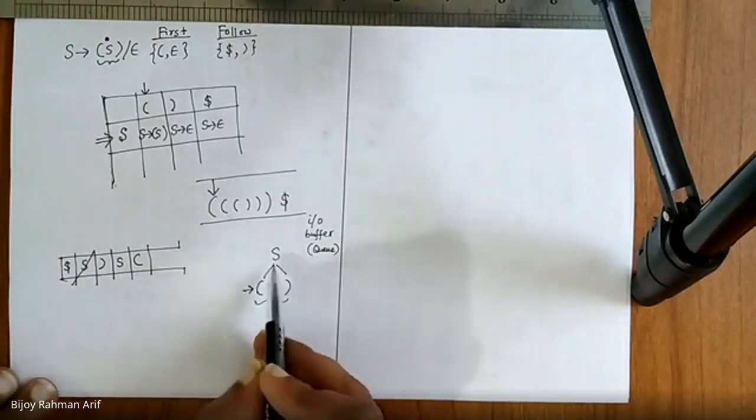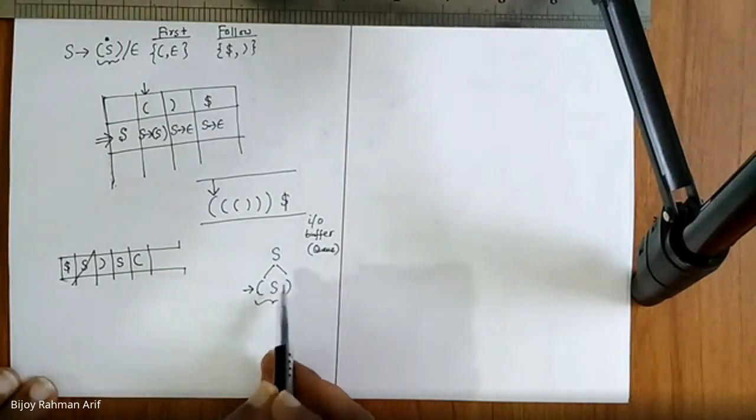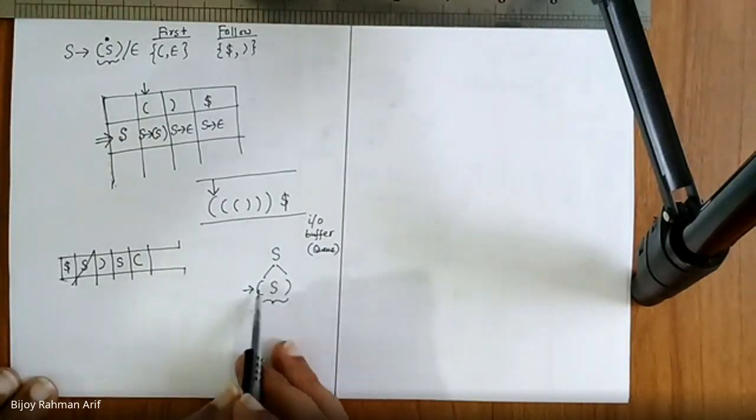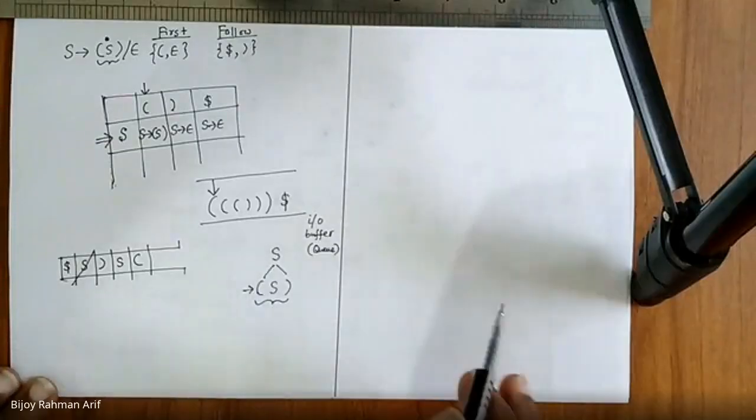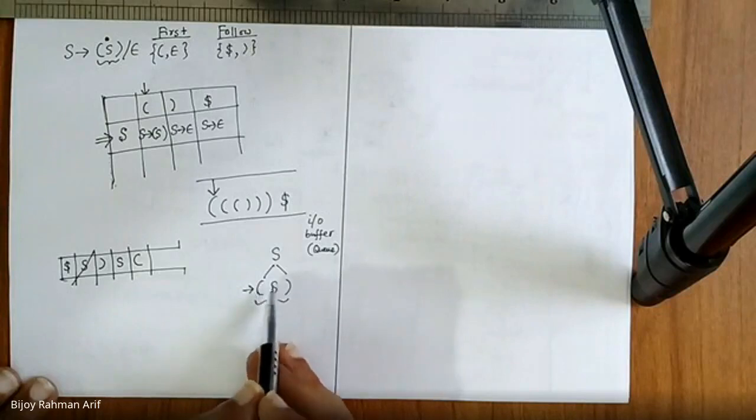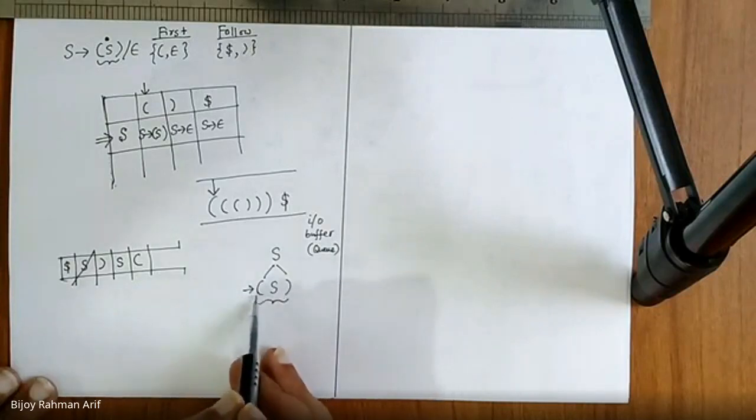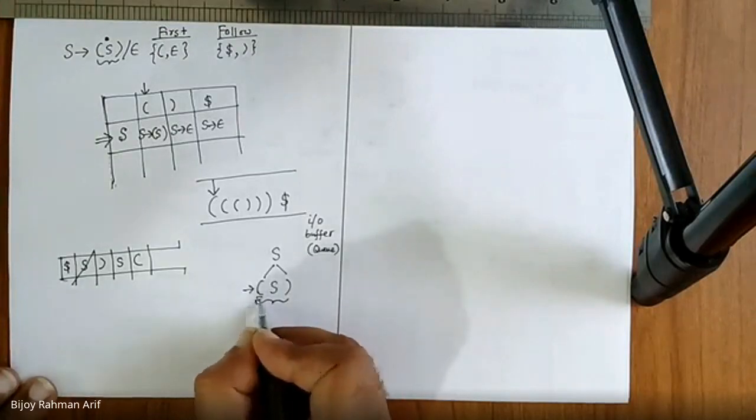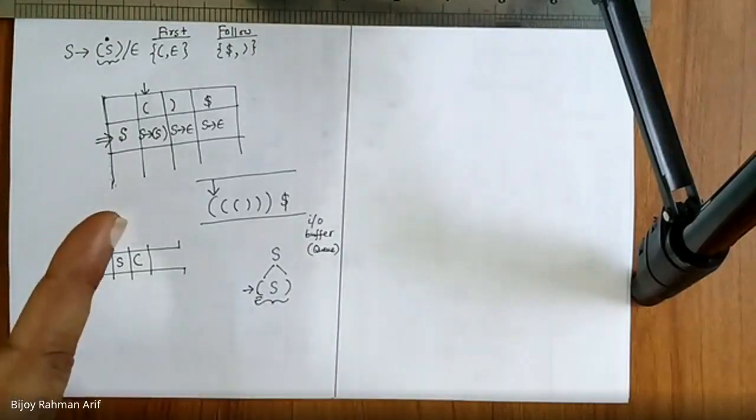Just think this way, S derives to open parenthesis, S, close parenthesis. So this one I should encounter first. Am I right? This one should be encountered first because I'm doing leftmost derivation. S derives to open parenthesis, S, close parenthesis. So this one should be encountered first. Am I right? Because I'm doing leftmost derivation.